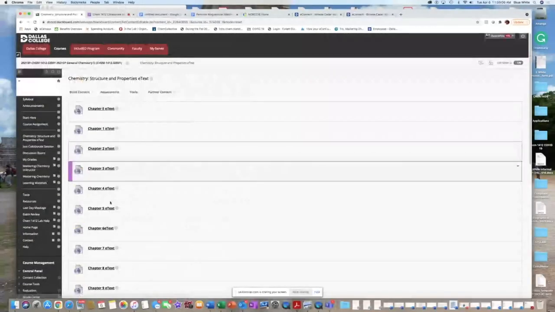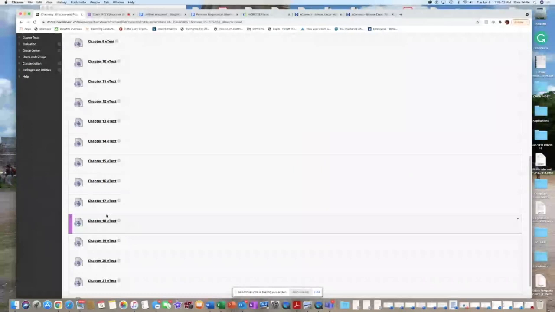So I'll share my page. I'm going to go to the back of the book and we'll do the chapter review. So let's see the e-text. And we're working on 16 and 17.